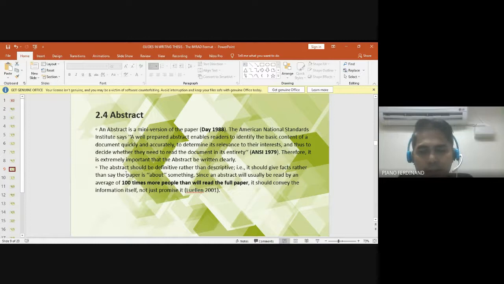Okay, so that's according to ANSI 1979. Again, ANSI stands for American National Standards Institute. Okay? So parang lumalabas po kasi na yung abstract is the mini paper. No?